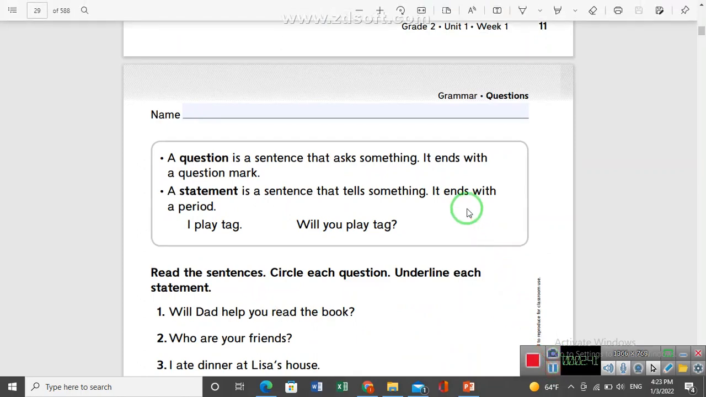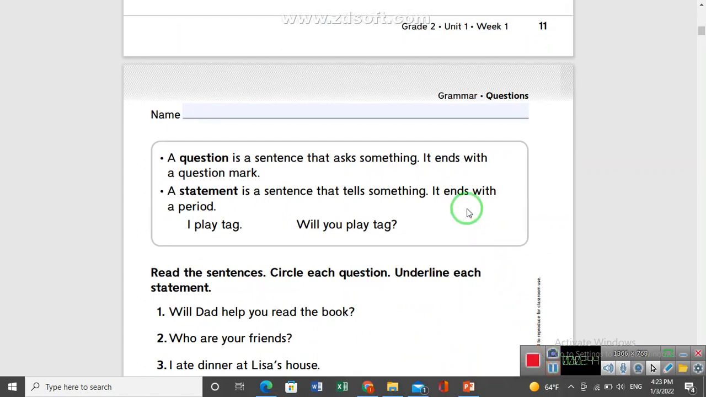The second type is the question. The question is a sentence that asks something. It ends with a question mark. So, till now, we have the statement and the question. The question asks for something and it ends with a question mark. For example, will you play tag? Here we're asking if he would play tag, for example, with me. So when you're asking for something, this is a question.